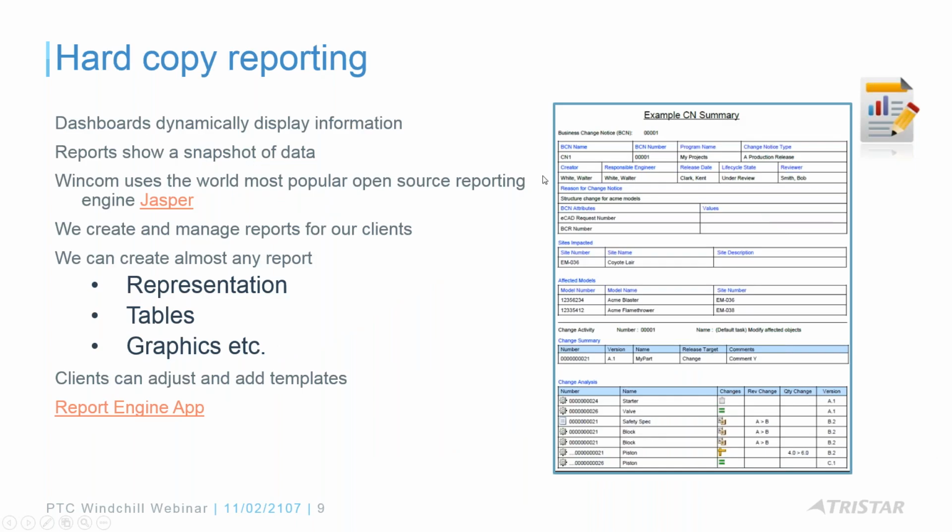Hard copy reporting can also be taken out, especially from within the dashboard itself. So the dashboards will dynamically display information and give you a snapshot of when you request it at that time. But there's also a reporting functionality that gives you an extra icon that lets you create a hard copy, which is usually a PDF, that shows you that information from the dashboard, whether, let's say, it's on a specific ECN or a specific task or product or page, more in a report format.